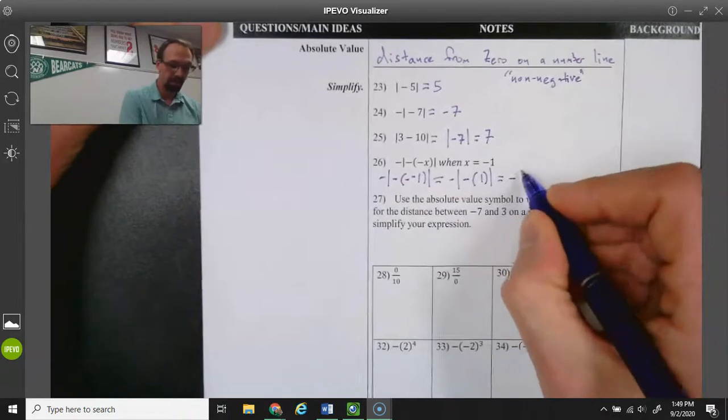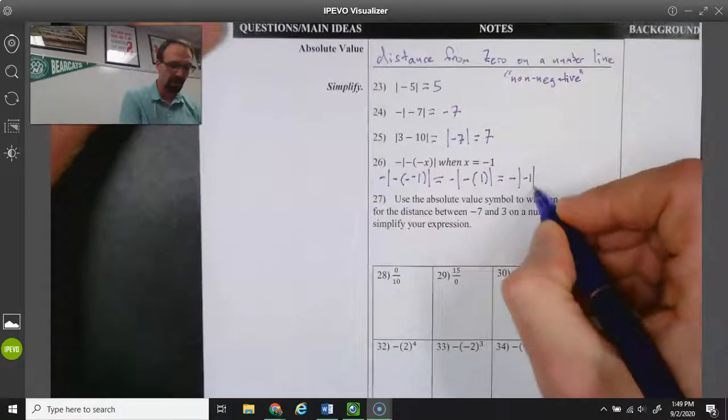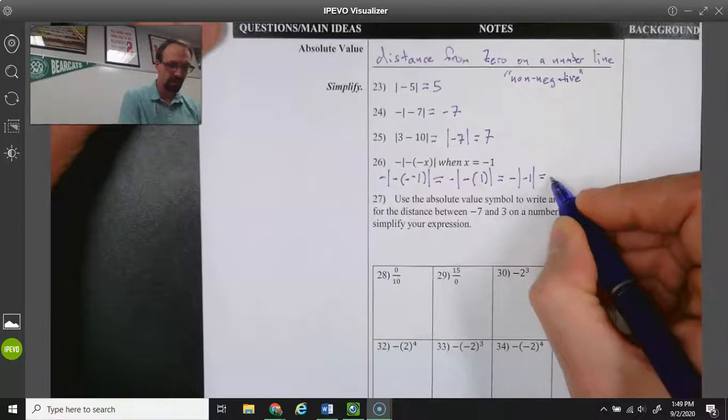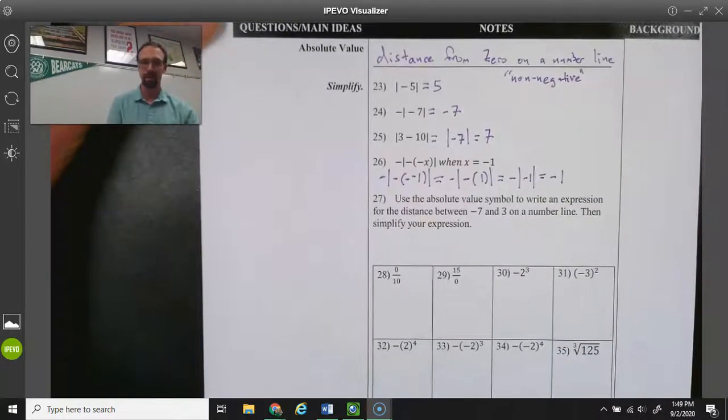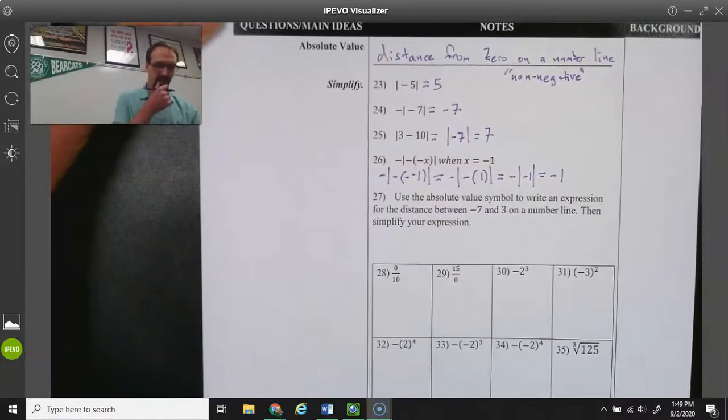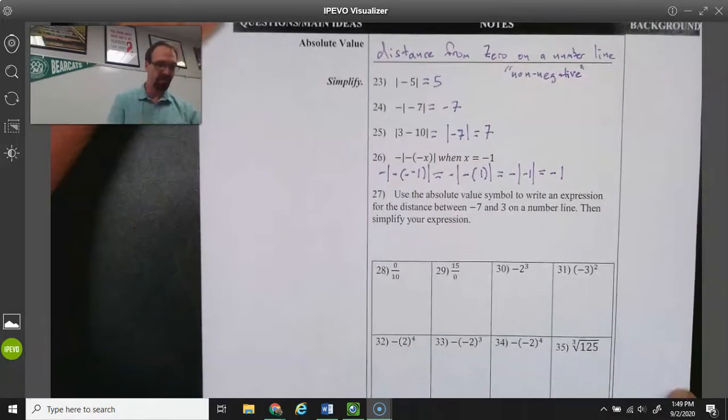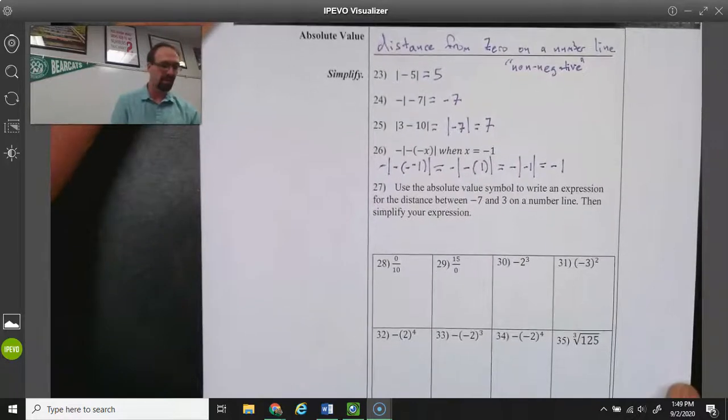So then we have the opposite of the absolute value of negative 1, which is the opposite of 1, or negative 1. Whew. Using the absolute value symbol, write an expression for the distance between negative 7 and 3 on a number line, then simplify your expression.